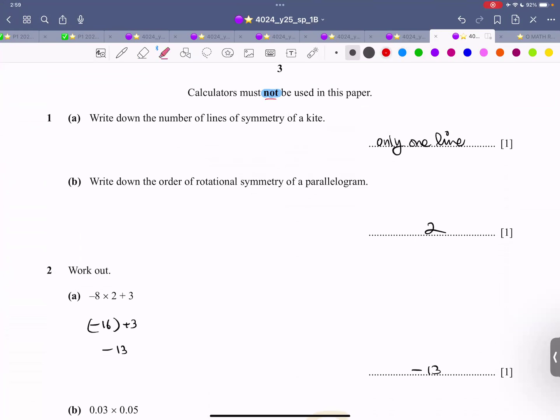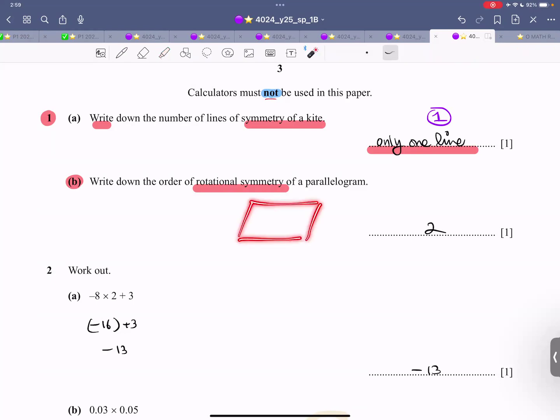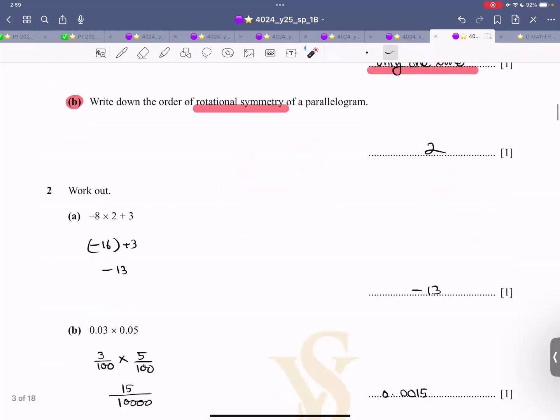Now, question number 1. The question says, write down the number of lines of symmetry of a kite. You can write it from memory, only one line of symmetry. Or you can simply write 1 over here. The second part, write down the order of rotational symmetry of a parallelogram. So in a parallelogram, the order of rotational symmetry is 2.